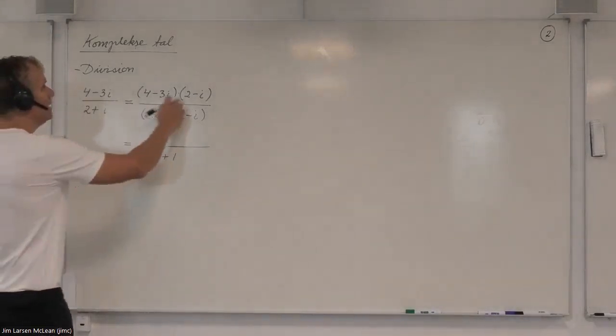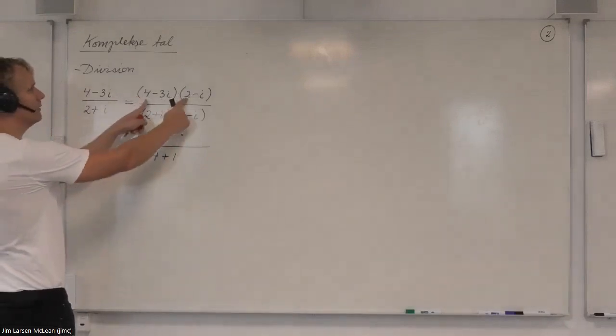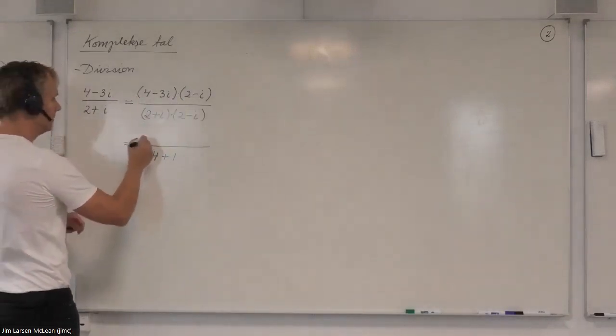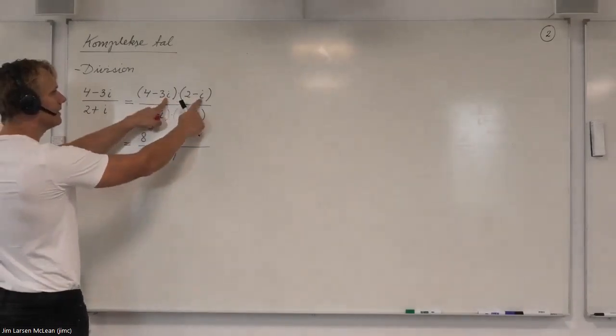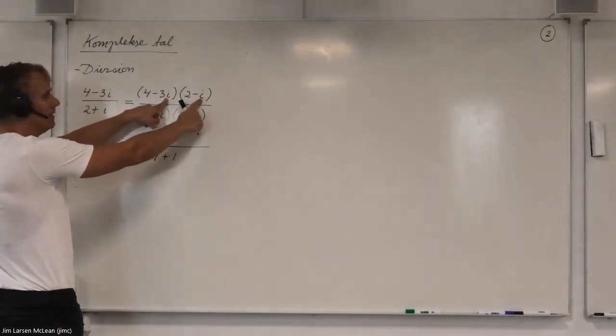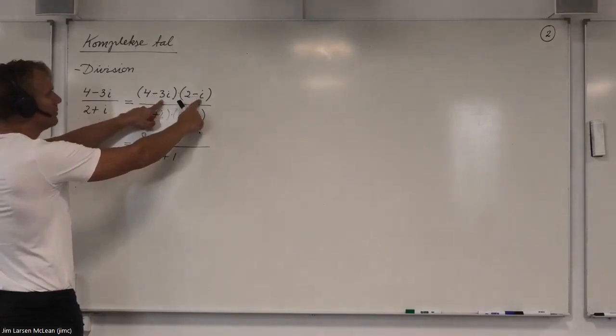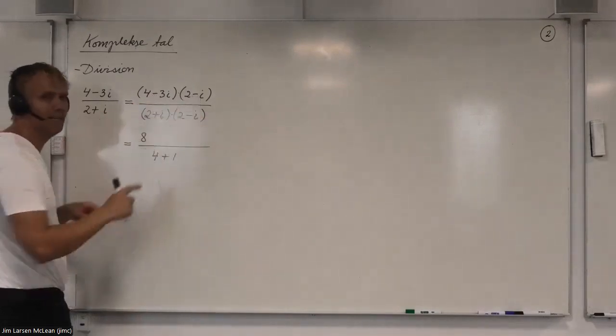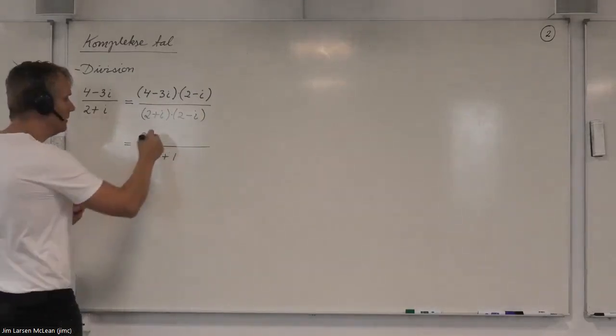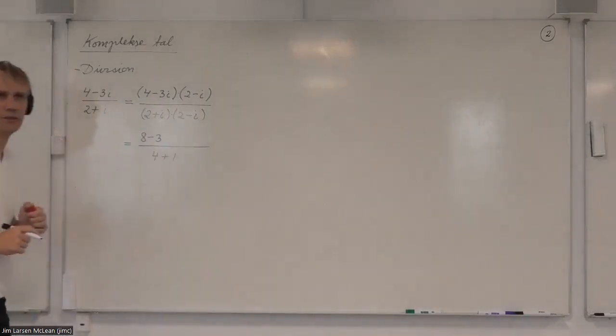And up here in the numerator, I multiply this one first, giving 8. So I choose to multiply this one by that. Why? Because it also gives something real. Because minus times minus gives plus. So minus 3i times minus i gives plus 3i squared. But i squared is minus 1. So it gives minus 3. You need to keep track of the signs.